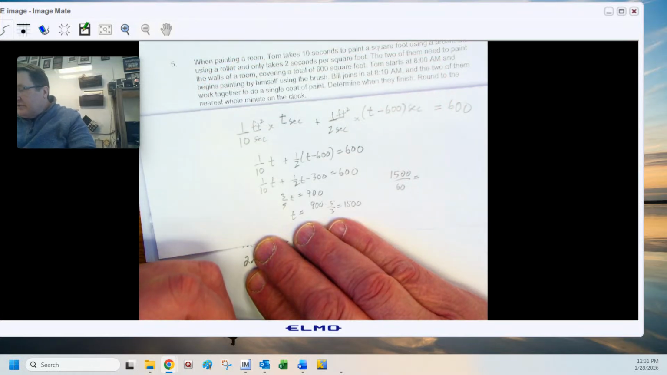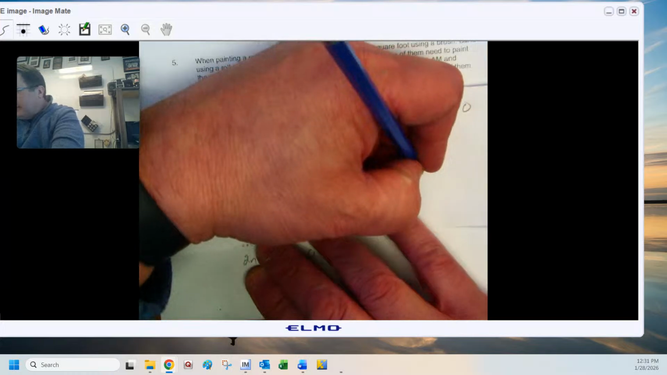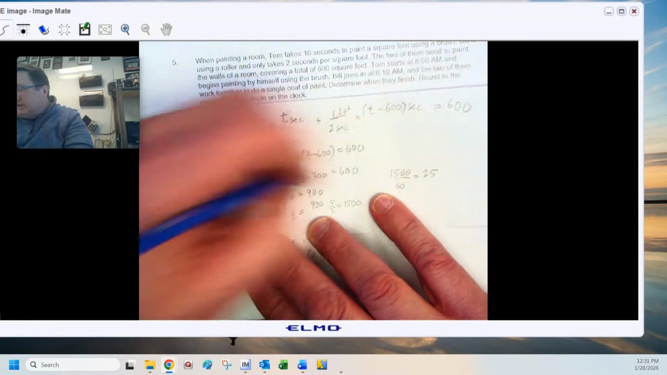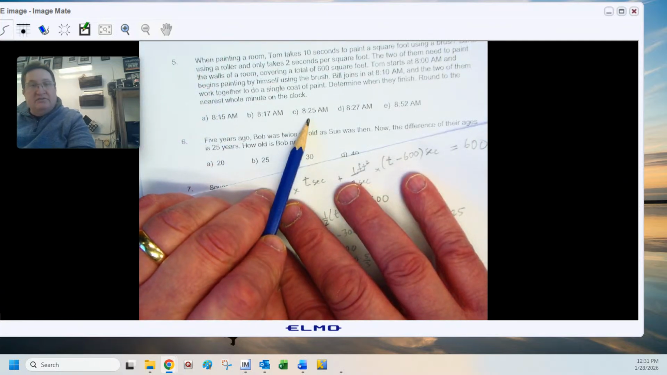And then 1,500 seconds, okay, 1,500 seconds is however many minutes. So it's 150 divided by 6, that's 25 minutes, okay? And so the answer is 8:25 a.m.